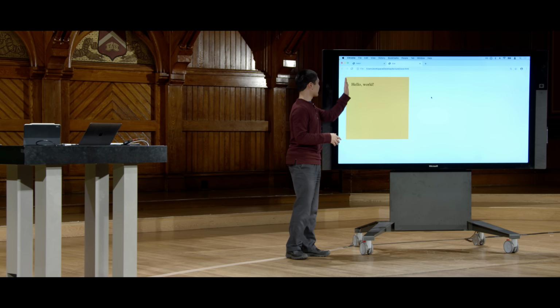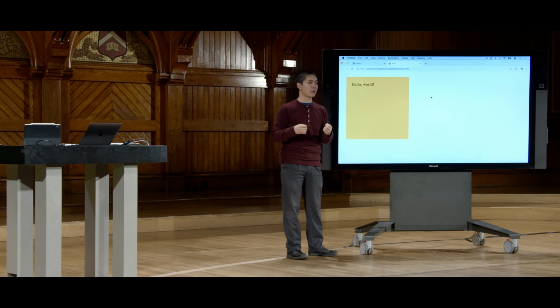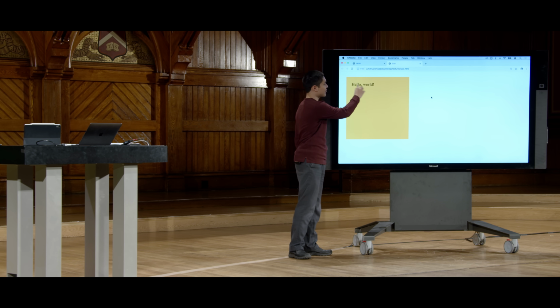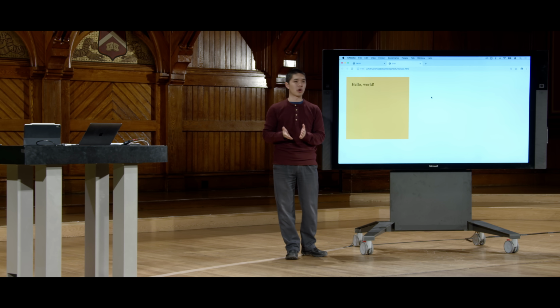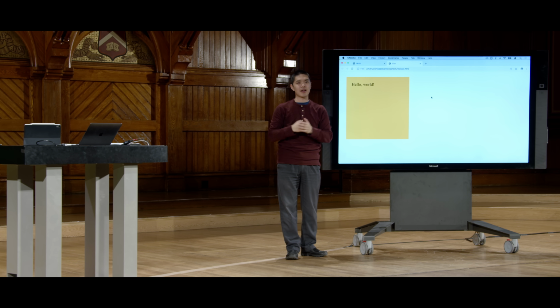Padding, again, is on the inside of the border of the element. I can add 20 pixels of padding, for example, to make sure that the content inside of the element, in this case the words hello world, just have a little bit of space from the border. And that's padding on the inside of the element.